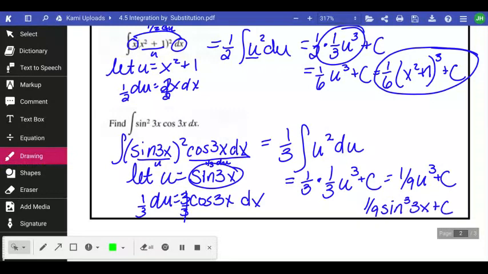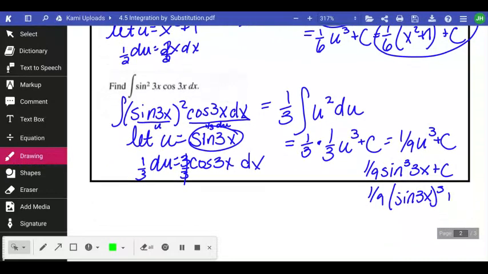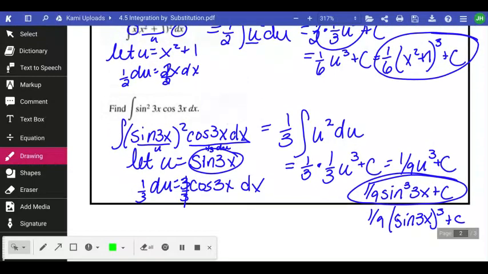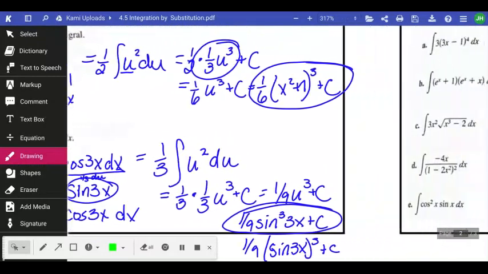So you can write it like that, or if you would rather put the sine 3x in parentheses and cube that, just make sure you're not cubing the 1/9 as well. So you could write it like that, or you could write it like that. Okay, that's kind of up to you. This is probably how you will see it most of the time in your text, though. Any questions on that? Okay, keep on moving.